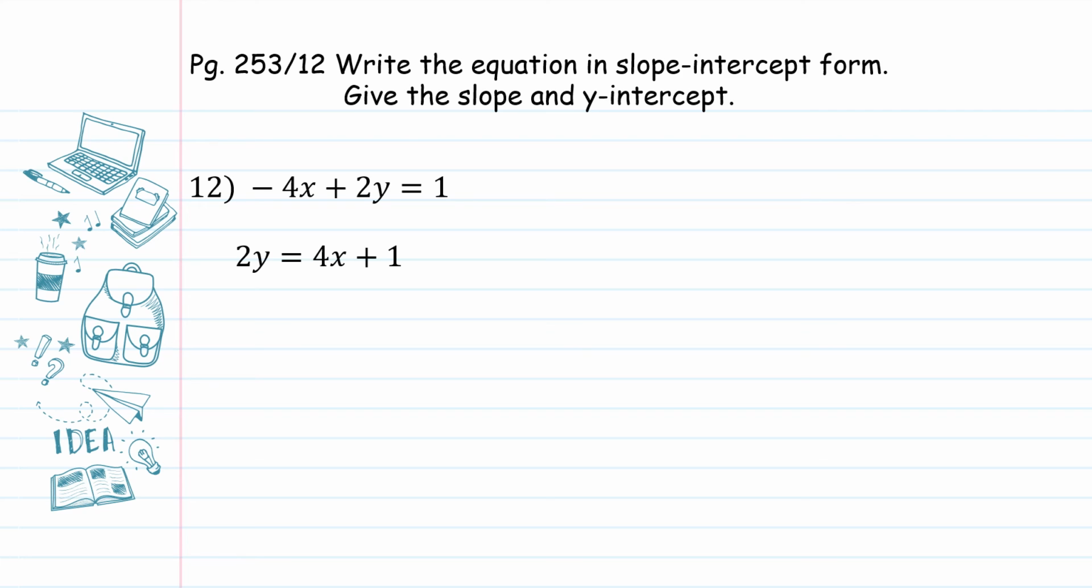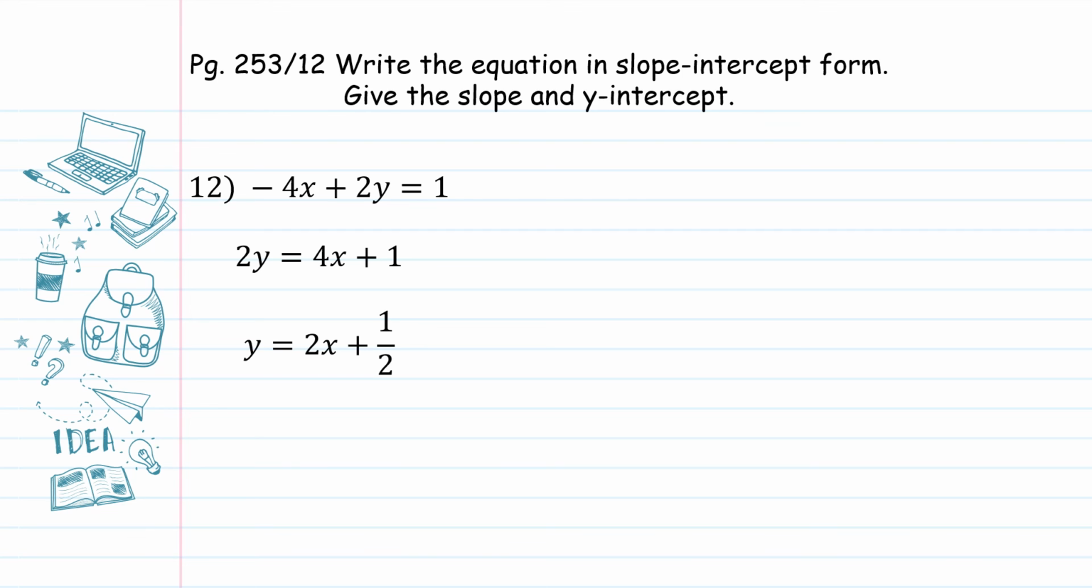And I'll get back to why we wrote it as 4x plus 1 instead of 1 plus 4x. Now we're going to want to get rid of the coefficient in front of our y by dividing both sides by 2, which gives us the final equation in slope-intercept form as y is equal to 2x plus 1/2.